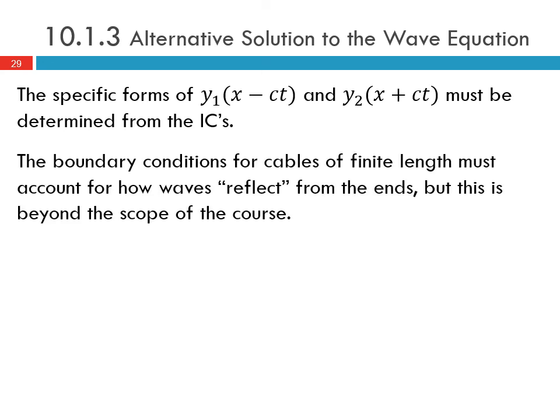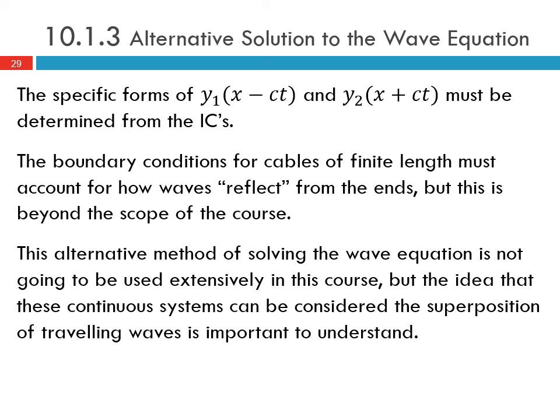The boundary conditions for cables of finite length must actually account for how waves reflect from the ends, but this is beyond the scope of this course. So you could assume that it's just an infinite length cable where the wave just continues on and does not reflect back. So this alternative method of solving the wave equation is not going to be extensively used in this course, but this idea that continuous systems can be considered the superposition of traveling waves is important to understand, and something that I just wanted to introduce.